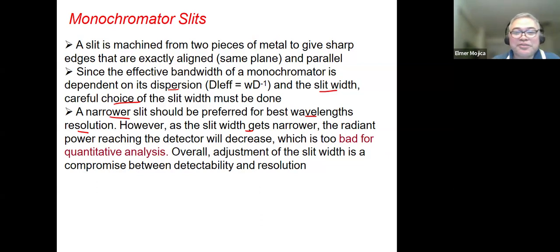I don't know if you've encountered this slit setting, usually in a spectrophotometer, where you have 2.5, 5. So which is the best? Well, it depends, because it's a compromise between detectability and resolution. Wider slit, more power, but the resolution might not be good. Narrower slit, higher resolution, but the power might not be enough to generate a signal.